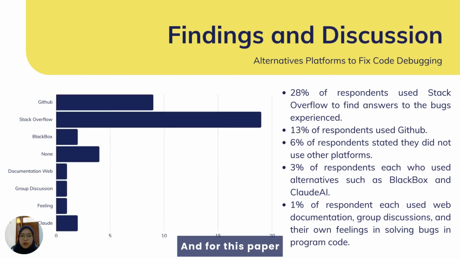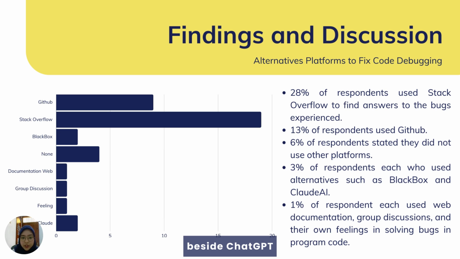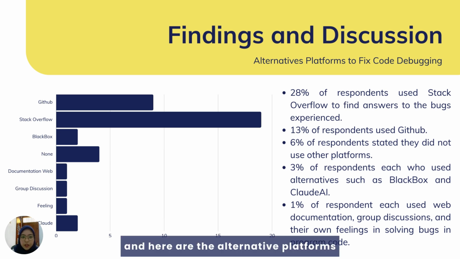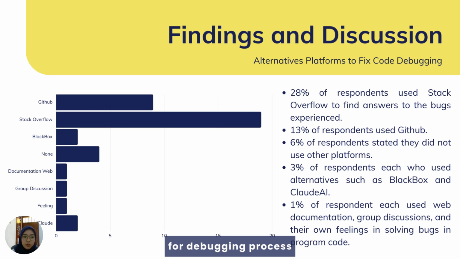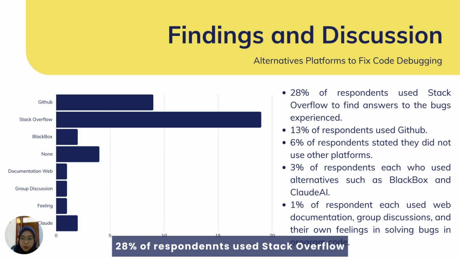And for this paper, we also asked the respondents about other platforms they usually used besides ChatGPT. And here are the alternative platforms that can be used besides ChatGPT for the debugging process. 28% of respondents use Stack Overflow to find answers to the bugs they experience. Another 30% of respondents use GitHub.